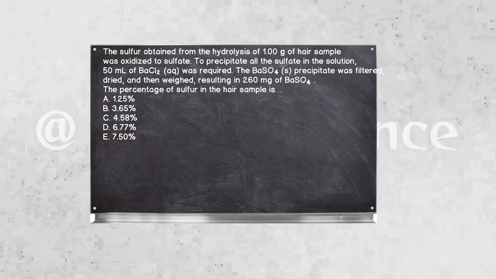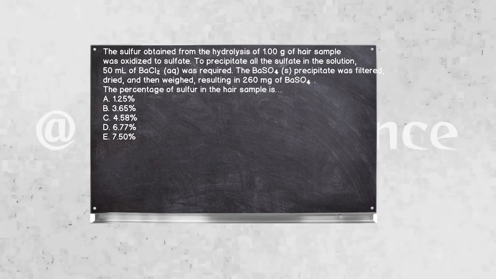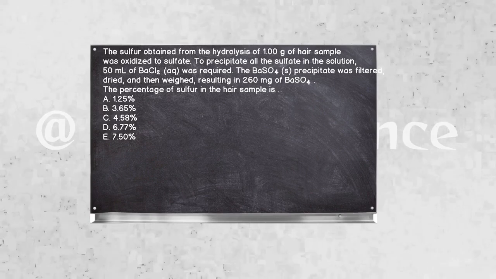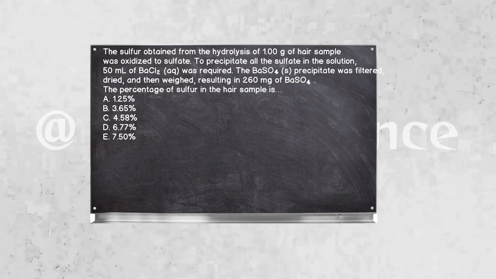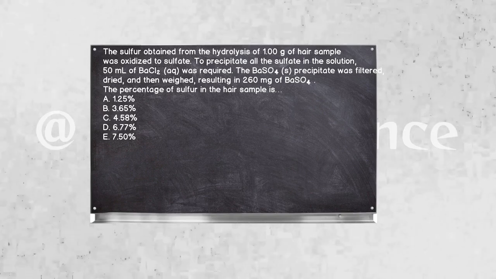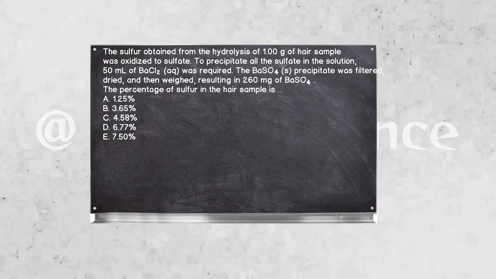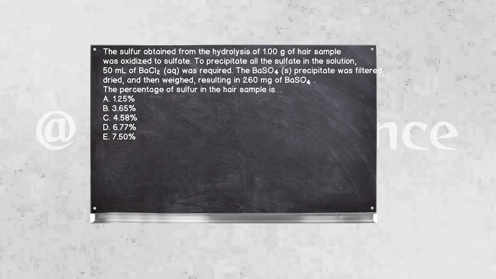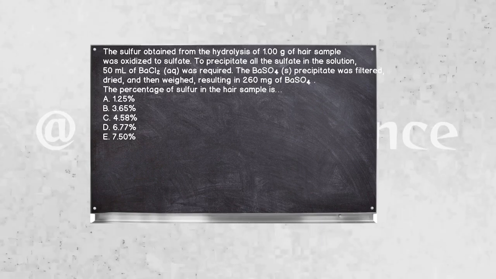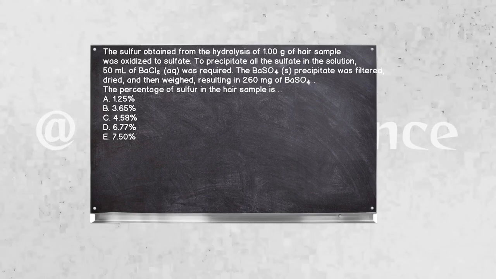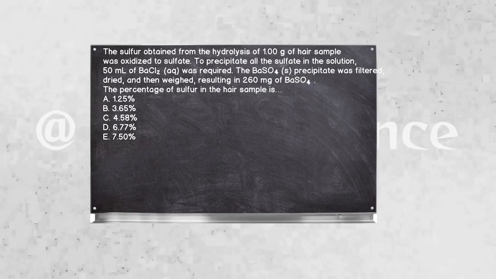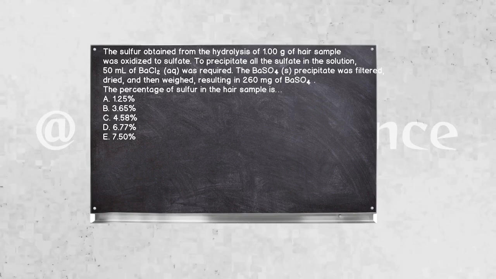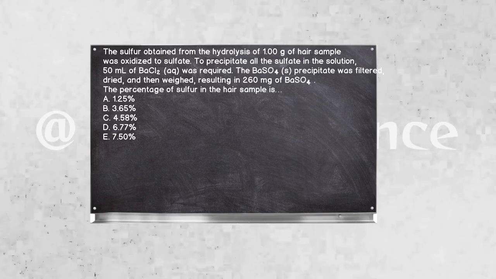Sulfur obtained from the hydrolysis of a hair sample is oxidized to sulfate. To precipitate all the sulfate in the solution, barium chloride is needed. The barium sulfate precipitate is filtered, dried, then weighed, and the mass of barium sulfate is 260 milligrams. Now, we are asked to calculate the percentage of sulfur in the hair sample.